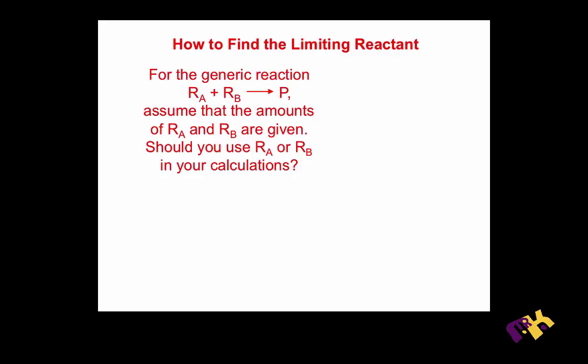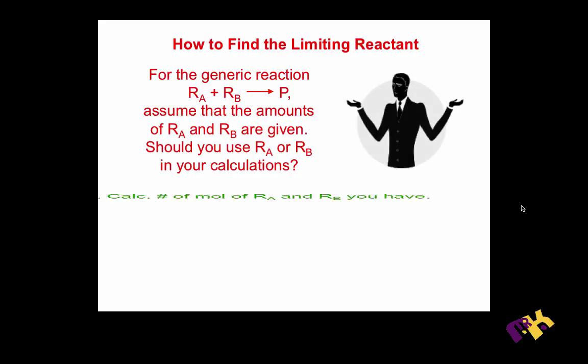So if we are presented with a generic equation that reactant A plus reactant B yields a product, should we use reactant A or reactant B for our calculations? And really it's going to come down to which one limits the reaction. The one that limits is going to be the one that we'll want to use for any and all calculations associated with this reaction. Right?